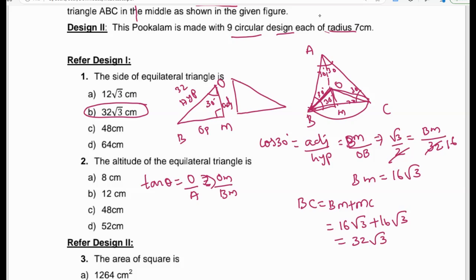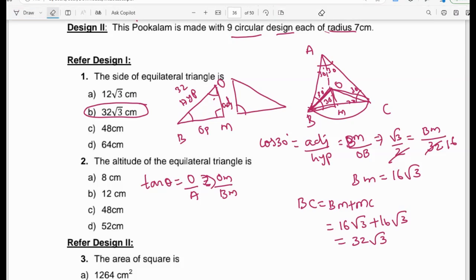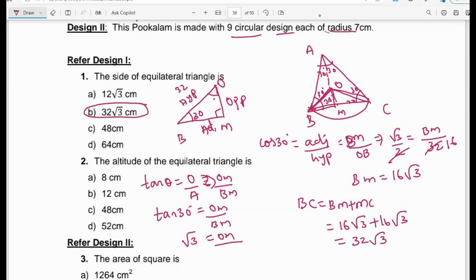If I take this as 30 degrees, I'll change the position of this. Let me take this as 30. So this will become opposite and this will become adjacent. Now it is opposite by adjacent. Tan 30 degrees will be equal to OM by BM. Tan 30 is 1 by root 3, and this OM we have to find. BM is already given, we have already found 16 root 3. So 16 root 3.